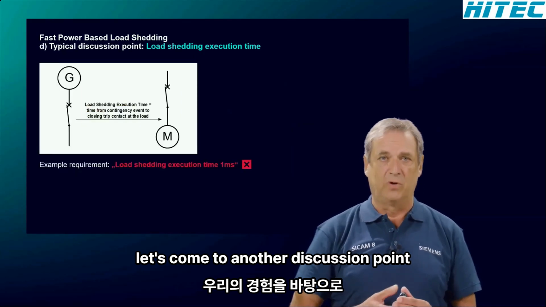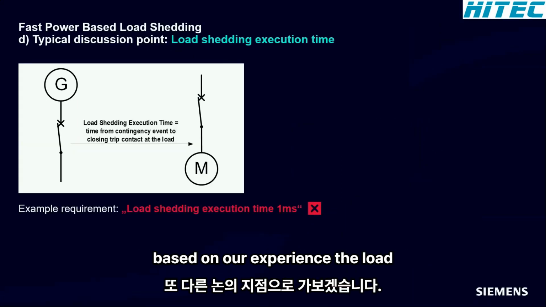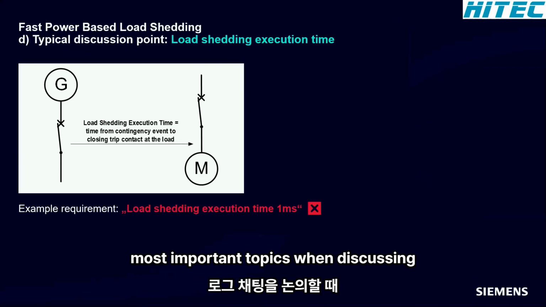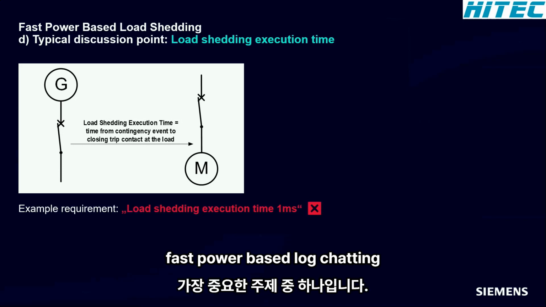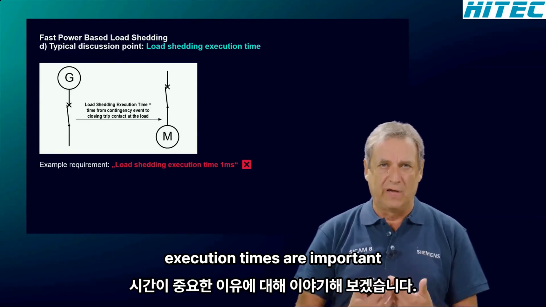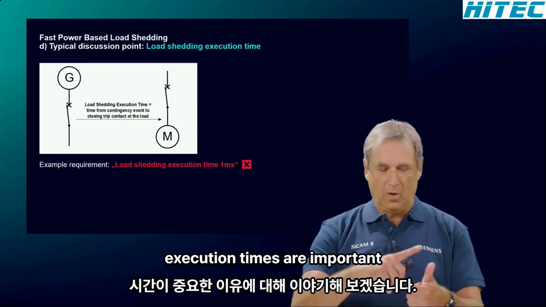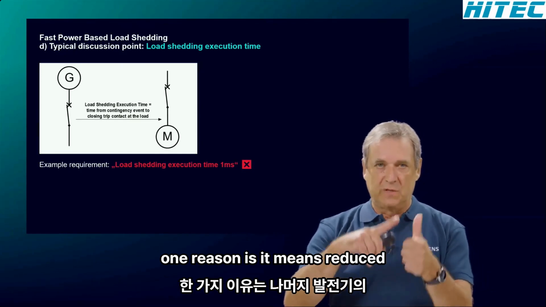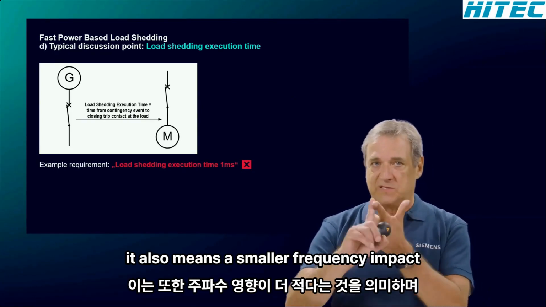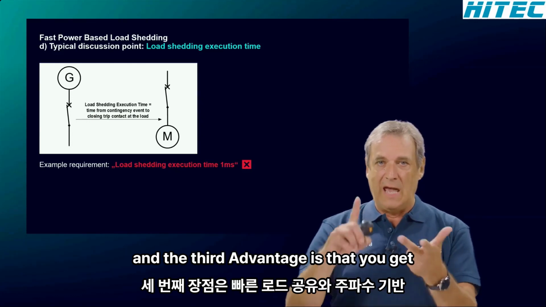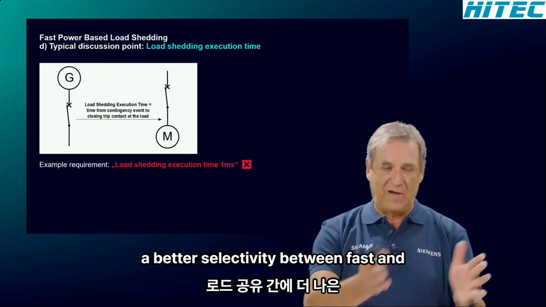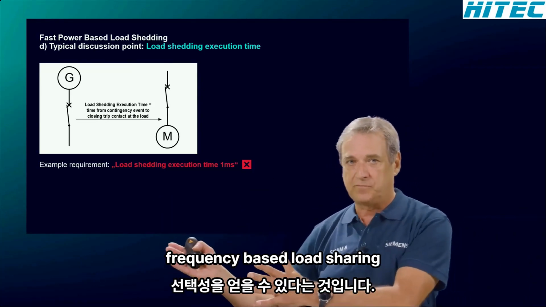Let's come to another discussion point. Based on our experience, the load shedding execution time is one of the most important topics when discussing fast power-based load shedding. Let's first talk about why fast execution times are important. One reason is reduced mechanical stress for the remaining generators. It also means a smaller frequency impact. And the third advantage is that you get a better selectivity between fast and frequency-based load shedding.